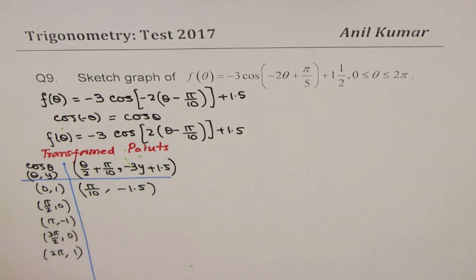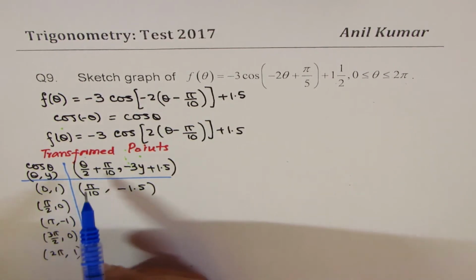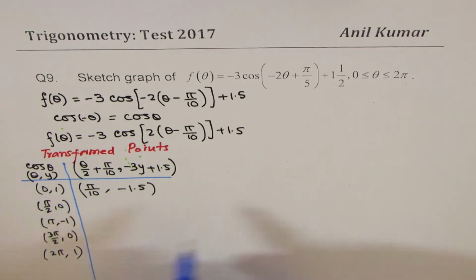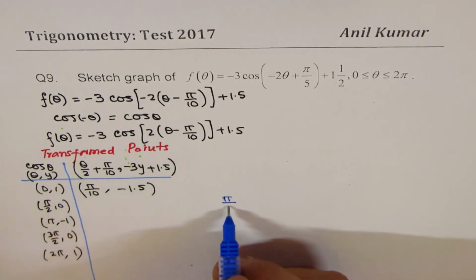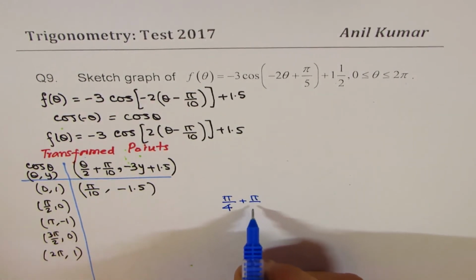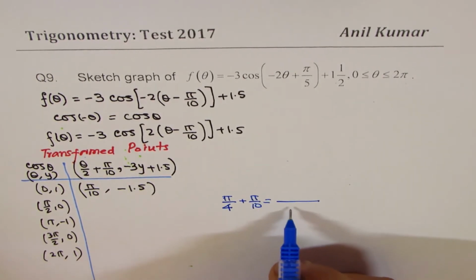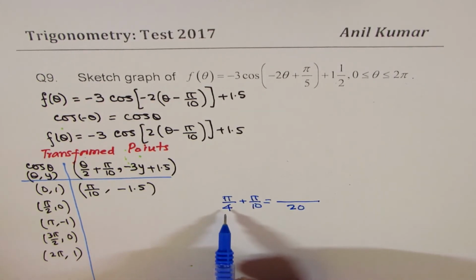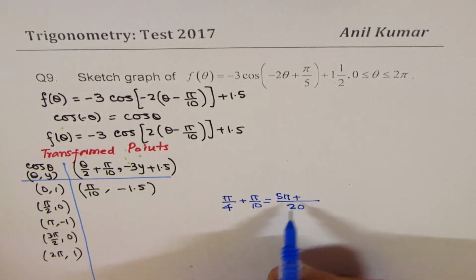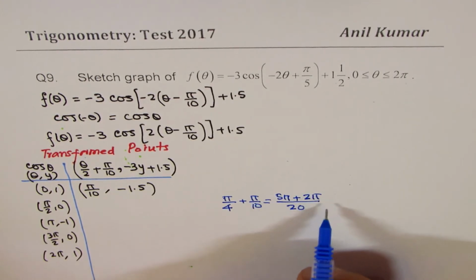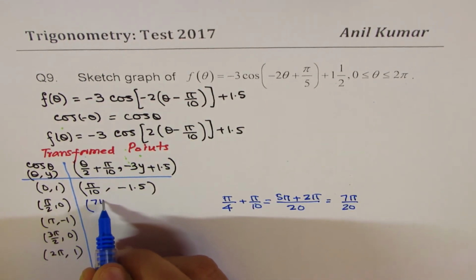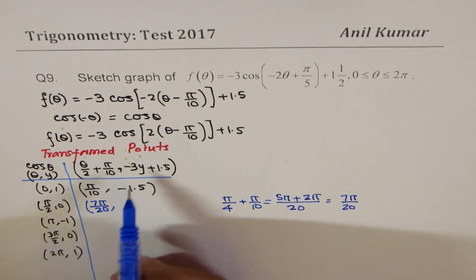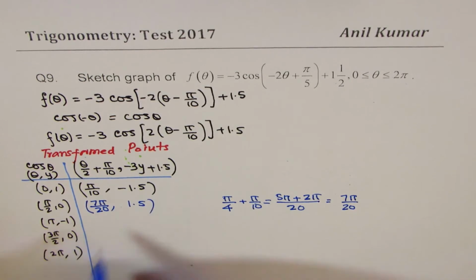Now if it is pi by 2, then how do you do it? Let me show you the work here, as I have seen some students struggling. First we do theta by 2. So pi by 2 becomes pi by 4, and then we have to add pi by 10. We should have a common denominator. In this case, 20 is the common denominator. So 4 times 5, we get 5 pi plus 2 pi, so we get 7 pi by 20. Now if it is 0, we get plus 1.5. So that's the next point.